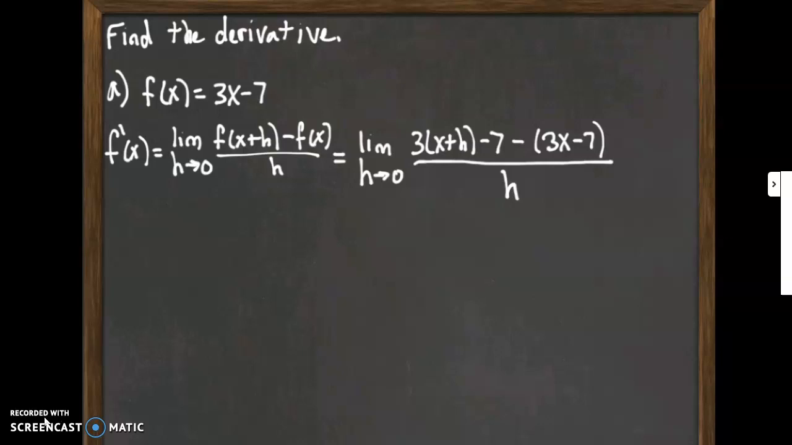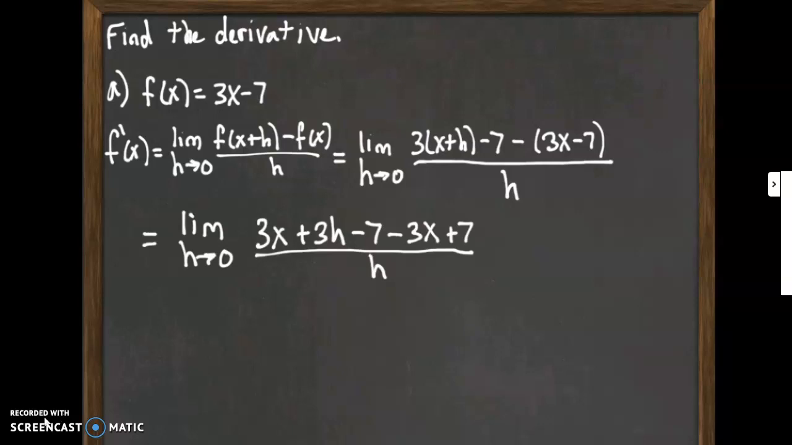So in the top, we can distribute through by a 3 with the x plus h, and we can distribute the minus sign through that quantity 3x minus 7. So the limit as h goes to 0, that would become 3 times x plus 3 times h, so 3x plus 3h, minus 7 still, and then distributing the negative sign through, minus 3x plus 7.